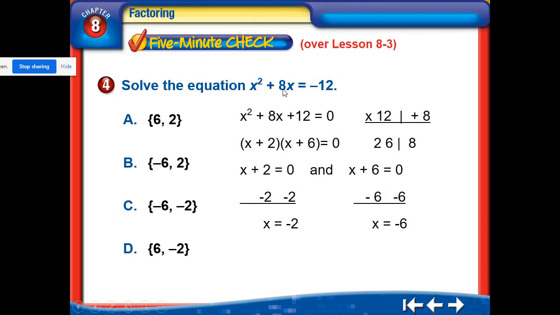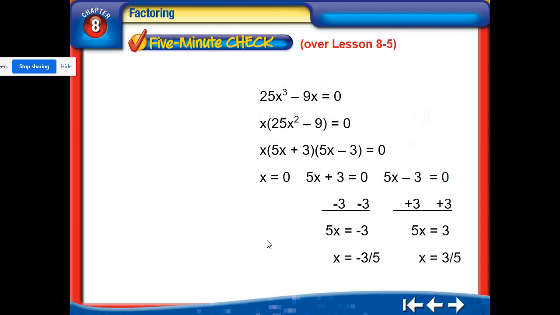X squared plus 8x equals negative 12. Again, we have to move the 12 over. We don't want it to equal 12. We want it to equal 0. Or you guessed it, the zero product property. Factoring it, we get x plus 2 and x plus 6. Zero product property splits this. X plus 2 equals 0. X plus 6 equals 0. We get negative 2 and negative 6 for our answer here.